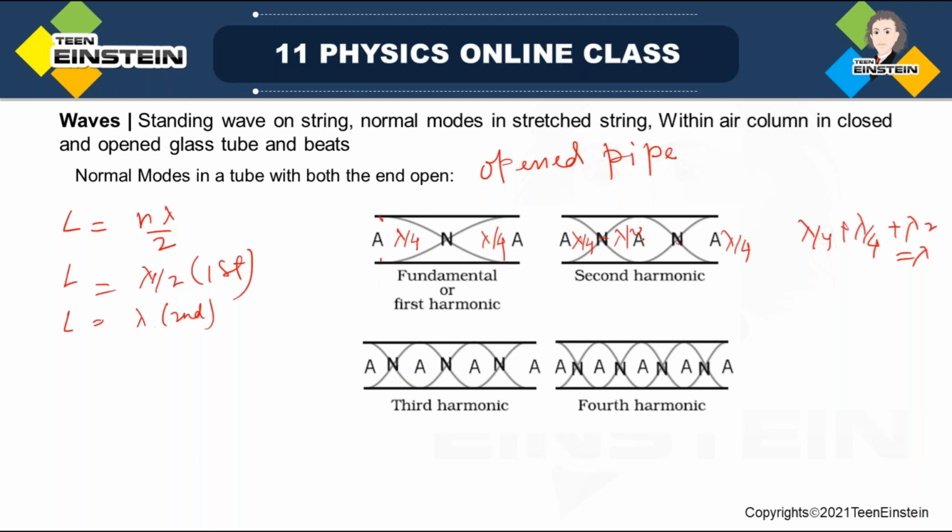And this complete wave is denoted by its nodes and antinodes. So there should be three antinodes and two nodes in this case. Similarly, third harmonic, fourth harmonic, in this case all the harmonics will be present. So in open pipe, all harmonics will be present.